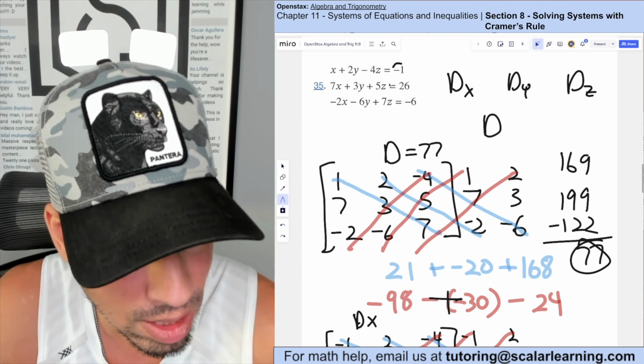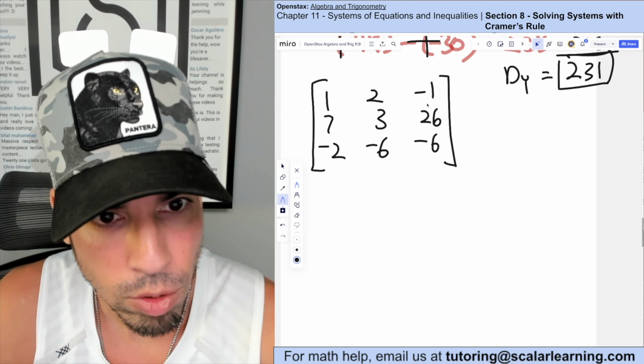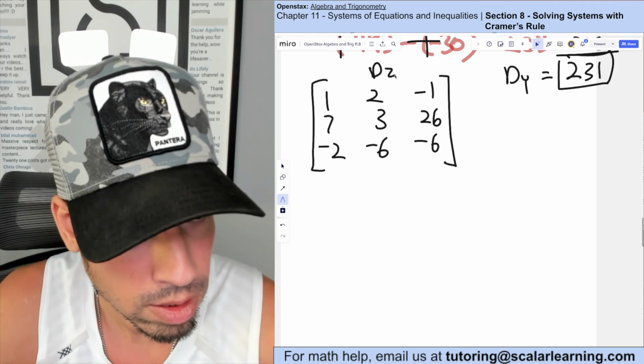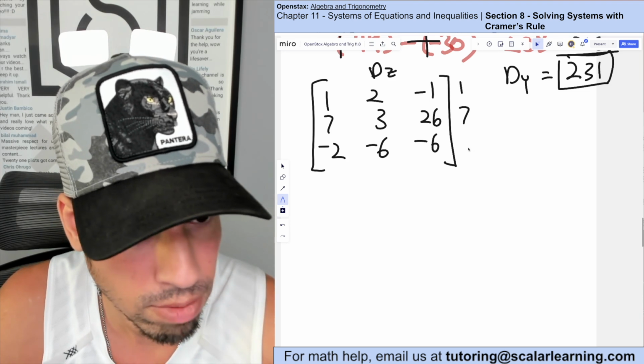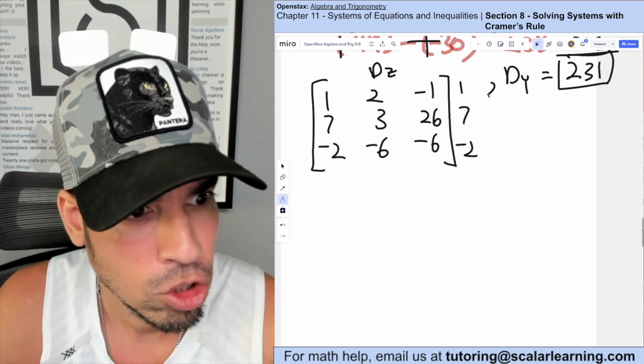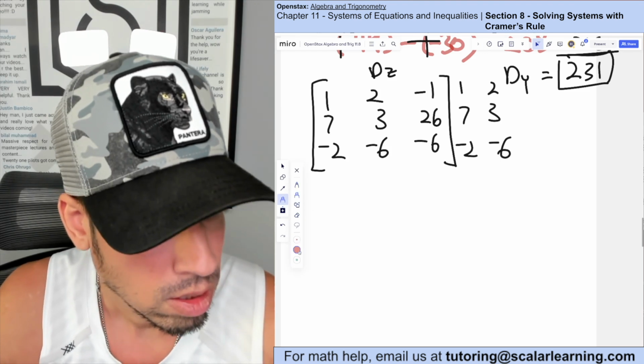We're replacing the z's with negative 126, negative 6, so let's write that out below. So now here we have it for dz, and then we're going to repeat column 1 and column 2 over here. So we have 1, 7, negative 2, 2, 3, negative 6. And now let's calculate these products.